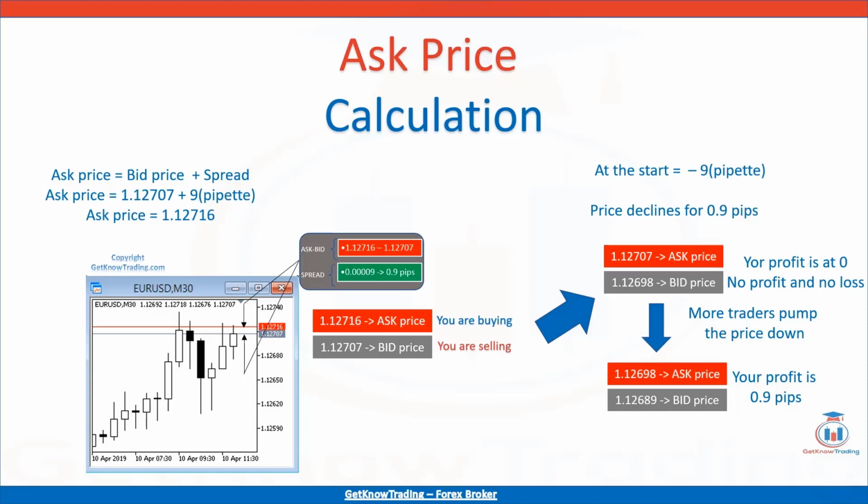Let's see again the same example with your friend. Let's say your friend comes to the market and wants to sell the EUR/USD pair. There is someone who is willing to buy the EUR/USD pair at 1.12707.